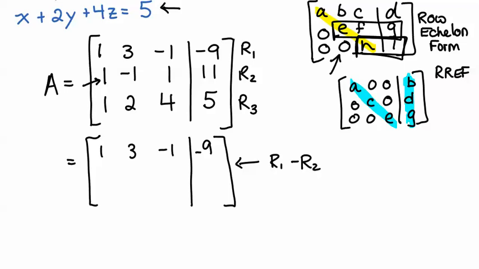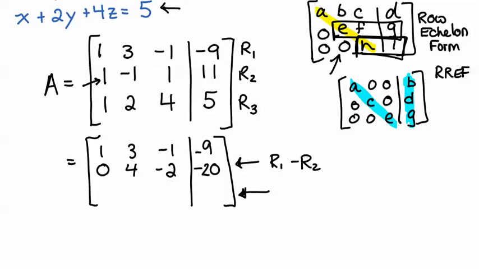Okay, so 1 minus 1 makes that 0. 3 minus negative 1 makes that 4. Negative 1 minus 1 is negative 2. Negative 9 minus 11 is negative 20. And yeah, looks good.